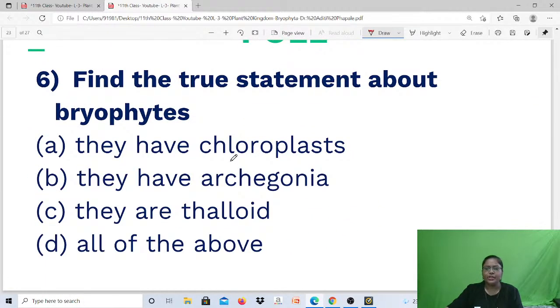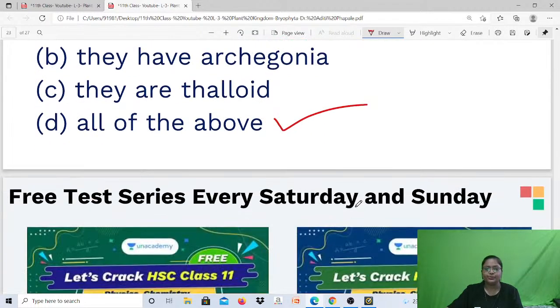Find the true statement about bryophytes. They have chloroplasts, they have archegonia, they are thalloid, or all of the above. The answer is all of the above. Okay?